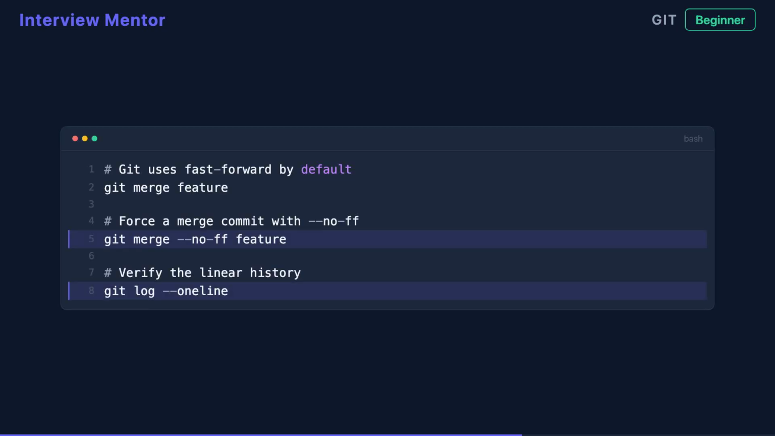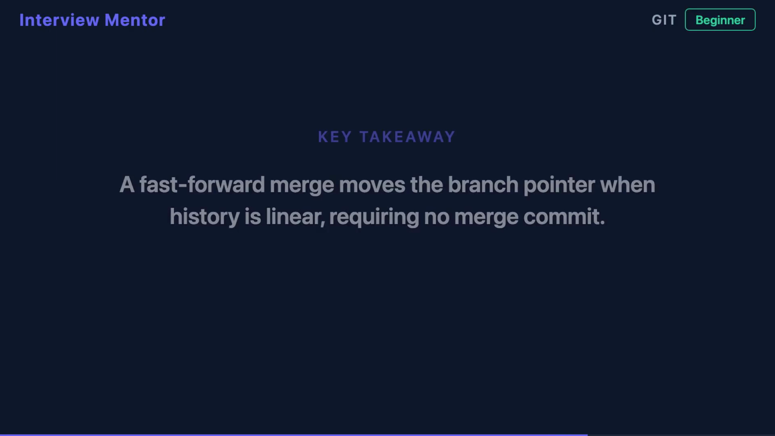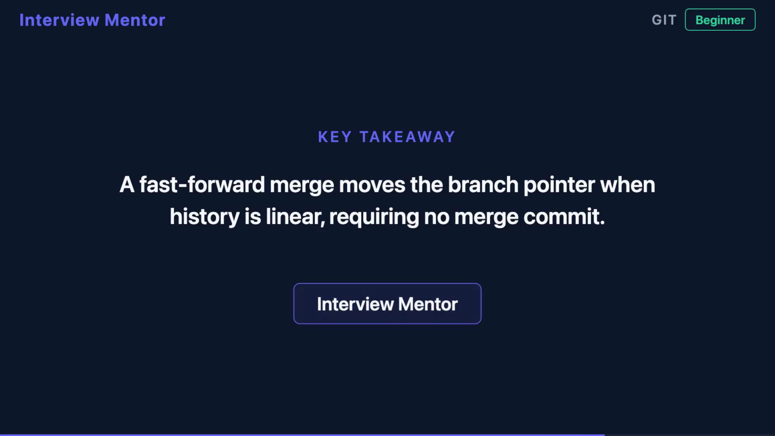To force a merge commit regardless, pass the --no-ff flag. Either way, a successful fast forward leaves you with a perfectly linear commit history. A fast forward merge simply moves the branch pointer when history is linear, no merge commit needed. Practice by running git log --oneline before and after a merge.